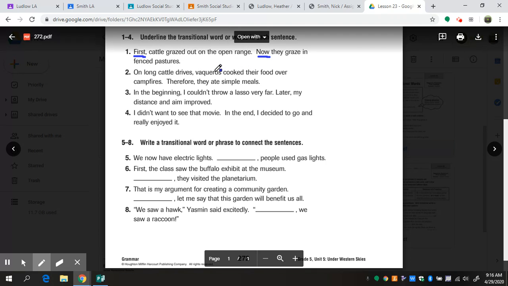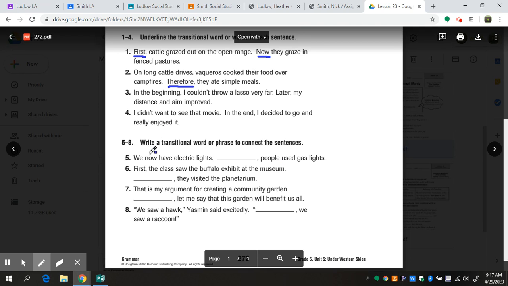On long cattle drives, vaqueros cooked their food over campfires. Therefore, they ate simple meals. There is no transitional word for the first sentence, but my second sentence has the word therefore. That is our transitional word for that sentence. For 5 through 8, we're going to fill in the blank with our own transitional word.